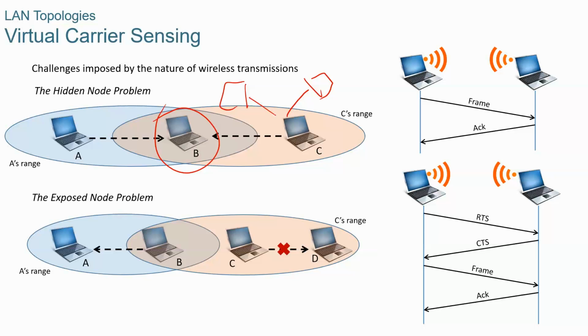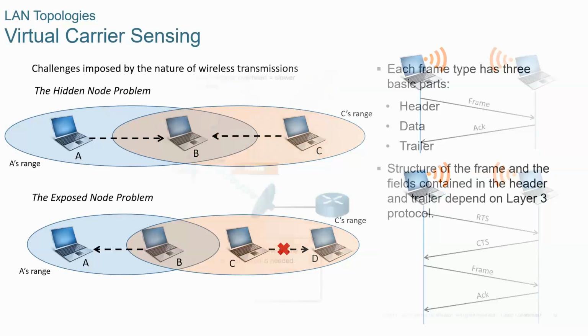And we only care about collisions at the receiving side, not at the sending side, because collisions happen at the receiver. So it doesn't matter that C is interfering with B because B is the sender. The important thing is that C is not interfering with A, which is the case. So the transmission from C to D should have been allowed. But because C heard the RTS from B, it will not transmit and it will wait until a later time. And so this is called the exposed node problem. There is no collision in this case, but it's a wasted transmission opportunity. C should have been allowed to transmit to D, but was not because it heard an RTS.